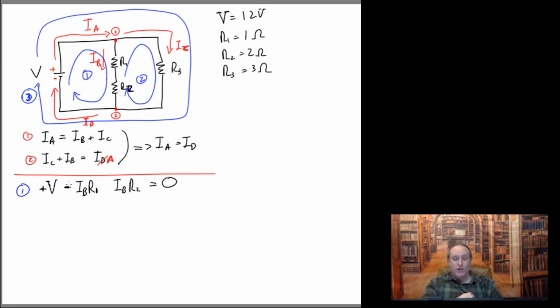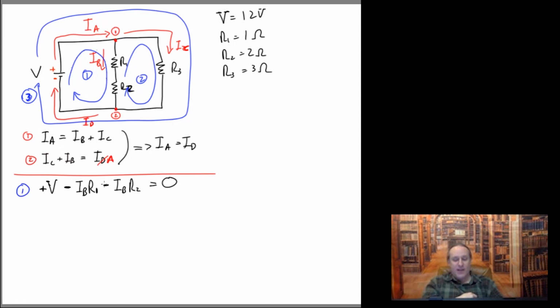Same goes for R2. The current through R2 is pointing down. My blue loop is pointing down as I cross R2. So I'm going with the current, which means I'm going downhill to lower potential. Current always goes to lower potential.